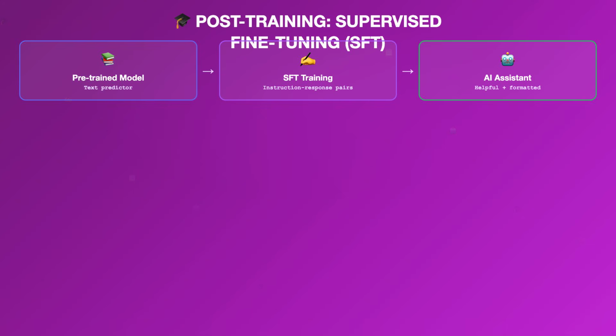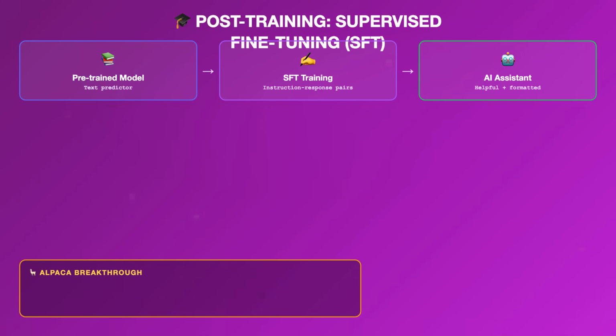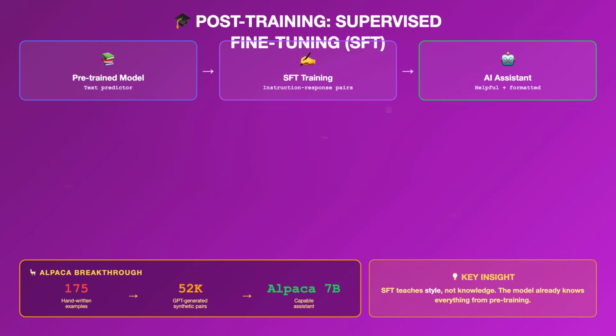Step 1 is supervised fine tuning, or SFT. You show the model thousands of human written instruction and response pairs. The Alpaca breakthrough proved you don't need millions of examples. Stanford took just 175 handwritten examples, used GPT to generate 52,000 synthetic pairs, and fine tuned Llama 7B into a capable assistant. Here's the key insight: SFT teaches style and behavior, not new knowledge.